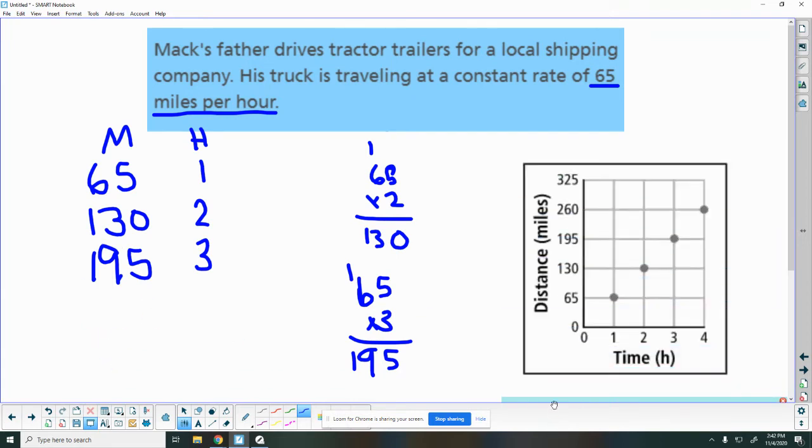We can also put that on a graph here. So he went 1 hour. So here's our time. 1 hour, he went 65 miles. In 2 hours, he went 130. In 3 hours, he went 195. It was just repeating that same constant over and over again.